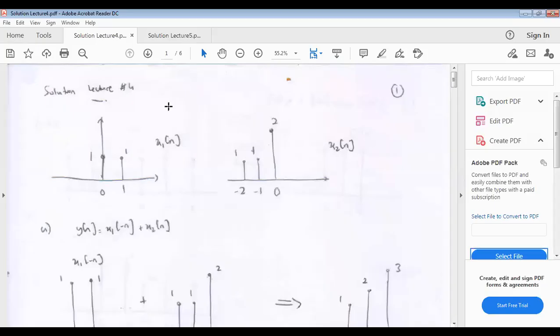Okay, so can you see the slide clearly? The solutions clearly? Yes, doctor, we can see it. Okay, good.